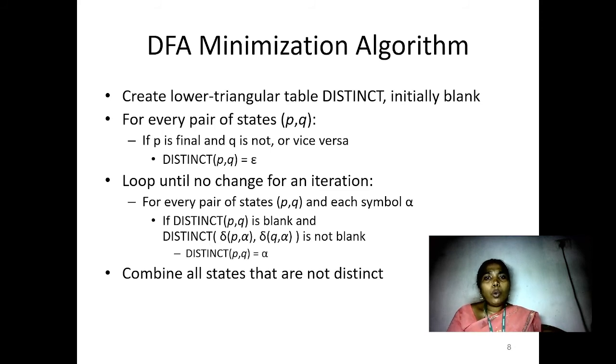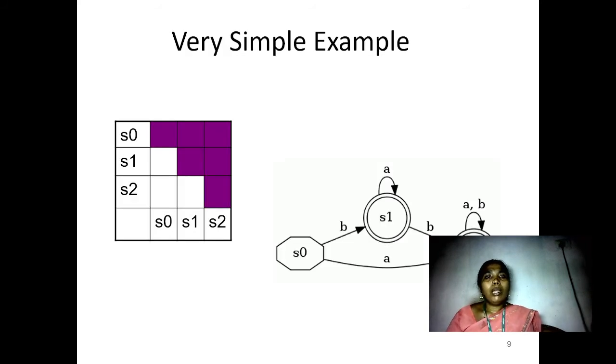Now loop until there is no change in an iteration. For every pair of states P comma Q and each symbol alpha, if distinct(P, Q) is blank and distinct(delta of P comma alpha, delta of Q comma alpha) is not blank, then we say that it is distinct. Combine all states that are not distinct. That is, if you find the resultant states are the same, then they are equivalent and we will combine those states. Okay, so it's very simple.